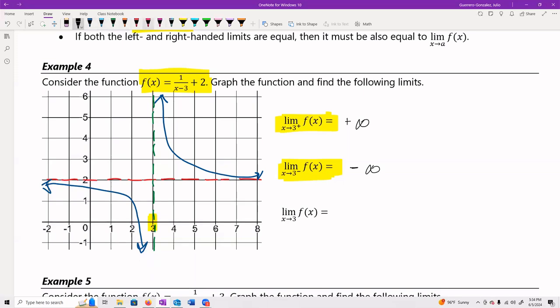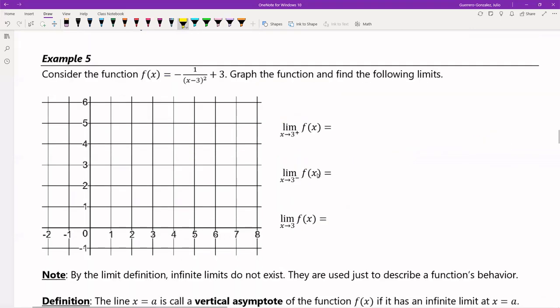So since both of these don't match, right, we get to say that this limit does not exist. Both of the limits had to be equal. Both of these had to be equal in order for that flat limit to exist. Since they don't, we have a limit that does not exist.